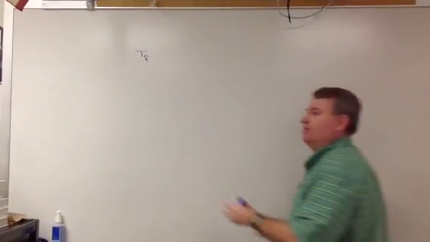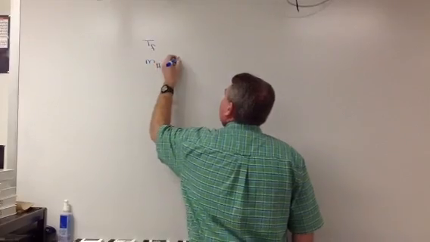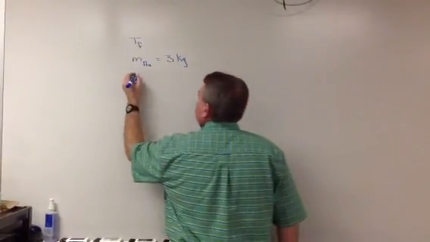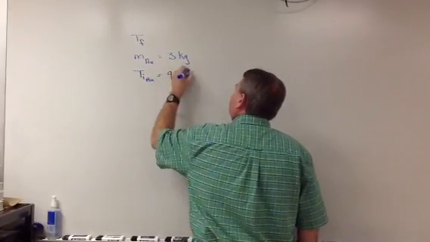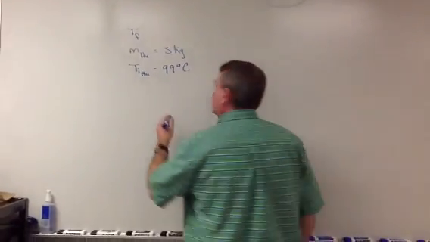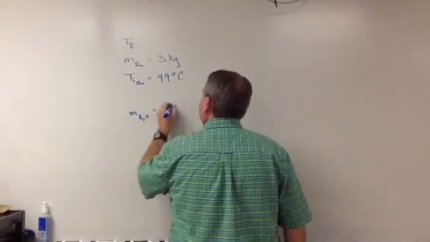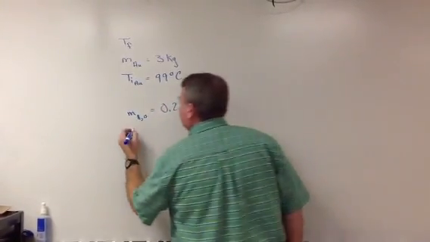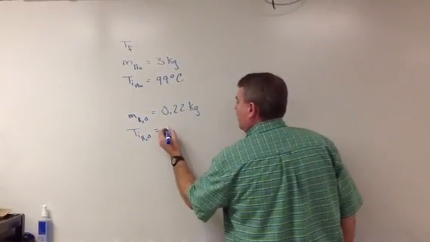Now, we have a mass of 3 kilograms of gold, so the mass of gold is equal to 3 kilograms. It's at 99 degrees Celsius, so the initial temperature for the gold is 99 degrees Celsius. We always write down our givens. It's dropped into a mass of 0.22 kilograms, so the mass of water is 0.22 kilograms, and the initial temperature of water is 25 degrees Celsius.